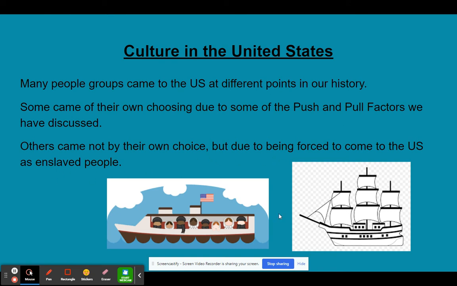In older times, I have the picture of the boats down here. A lot of people immigrated to the United States by boat in some way, shape, or form, coming across one of the oceans. Modern day immigrants might not always come this way. There could be other ways that they travel, either by land, on foot, or airplane, but we have more modern ways of transportation now.